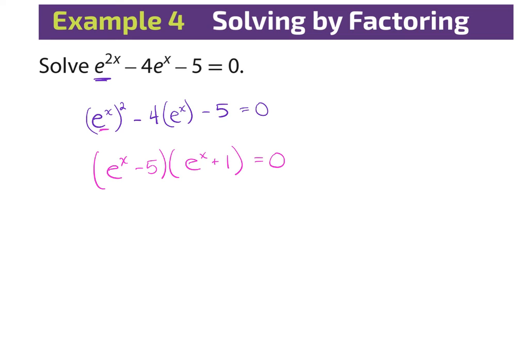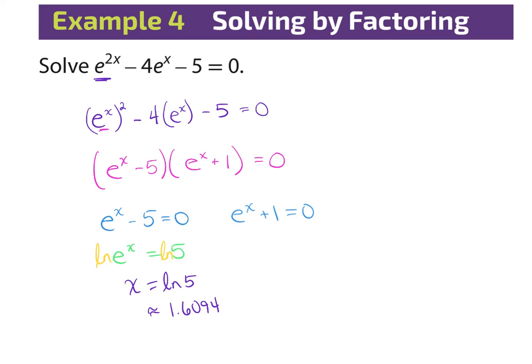What do I do with my factors after I factor it? I set them equal to 0. e to the x minus 5 equals 0. e to the x plus 1 equals 0. All right. Add 5 over, I get e to the x equals 5. How do I get rid of an e? You're always going to use natural log here, right? So ln of both sides, you're going to see that x equals the natural log of 5, which is approximately 1.6094.